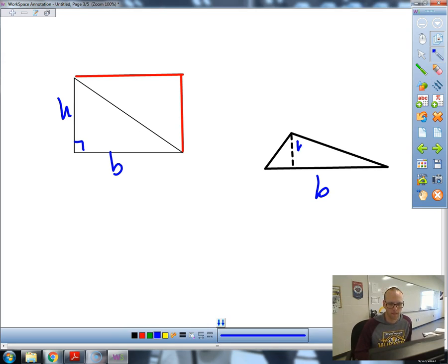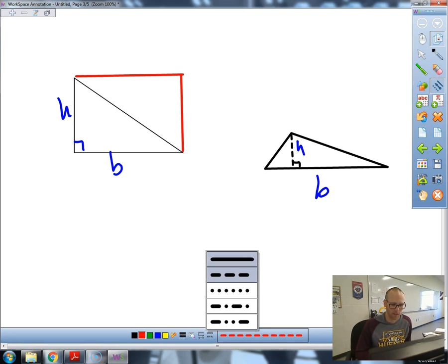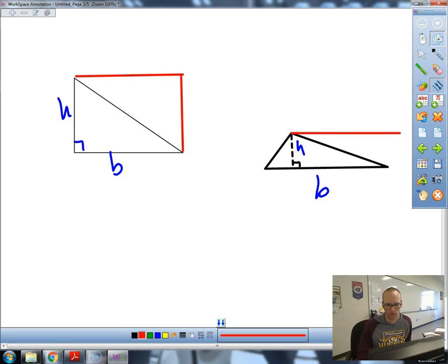There's my height. Is this still half of a rectangle? No, it's not. What is it half of? It's half of a parallelogram with the same base and the same height.